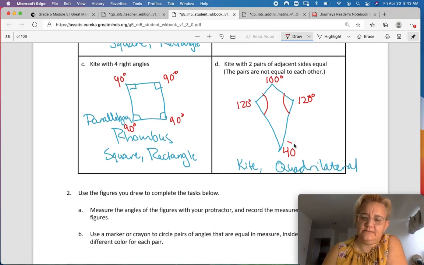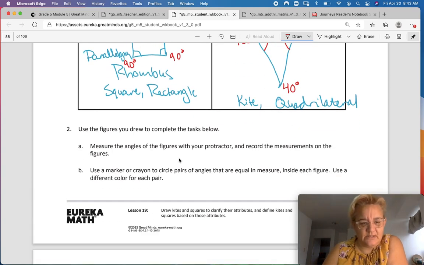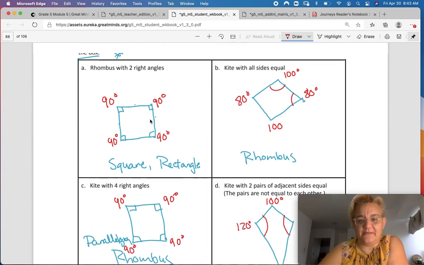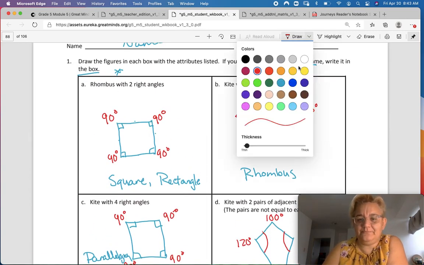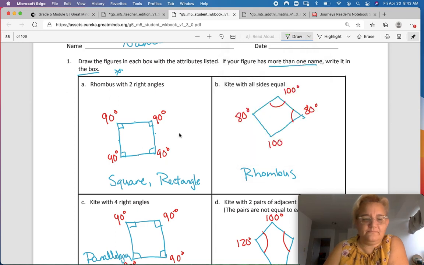All right. Be careful when you're measuring the angles of a kite because they're not opposites like we have been working with. Okay, so use a marker or crayon to circle pairs of angles that are equal in measure inside each figure. Notice they didn't say 180 degrees because they know they have that kite in there. Use a different color for each pair. Okay, so this is 180 degrees. This is 180 degrees.